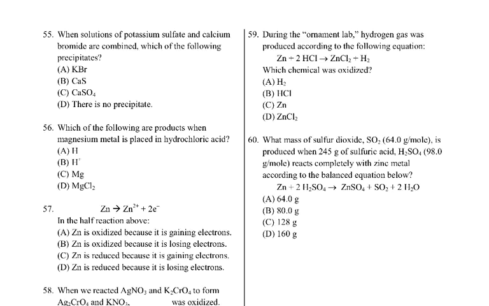When solutions of potassium sulfate and calcium bromide are combined, what are we going to get? We're going to get potassium bromide, that's K plus and Br minus, and we're going to get calcium sulfate, CaSO4. By our solubility rule, sulfates are usually soluble except for CBS, calcium, barium, and strontium, so the answer is C, that is a precipitate.